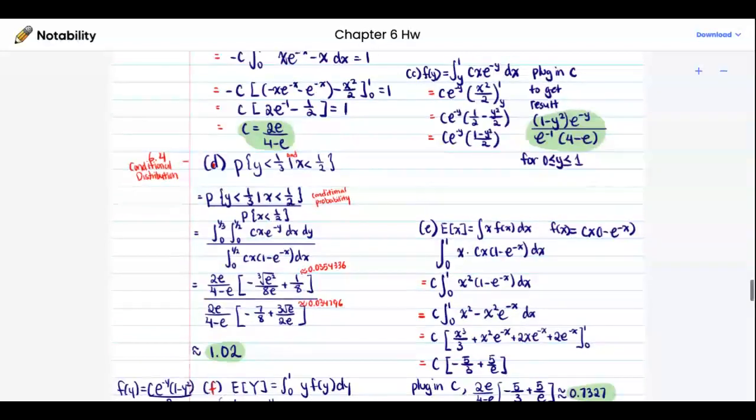Does anyone have any questions about this? This looks like an exam question. Okay, Catherine, let me give you credits. 150.